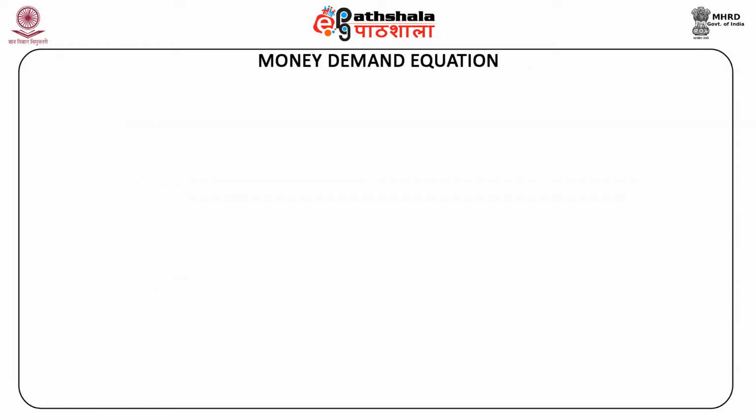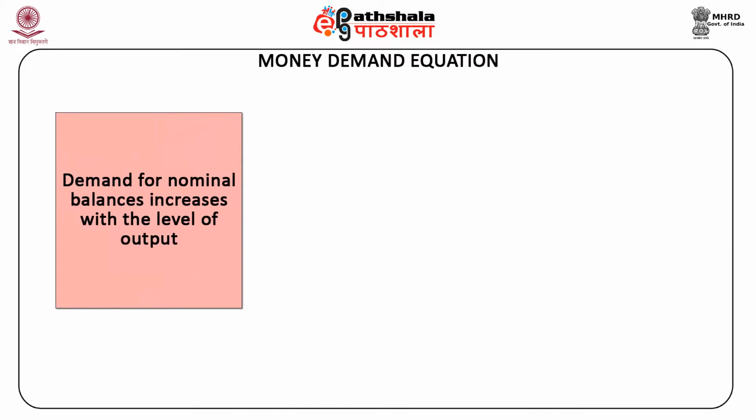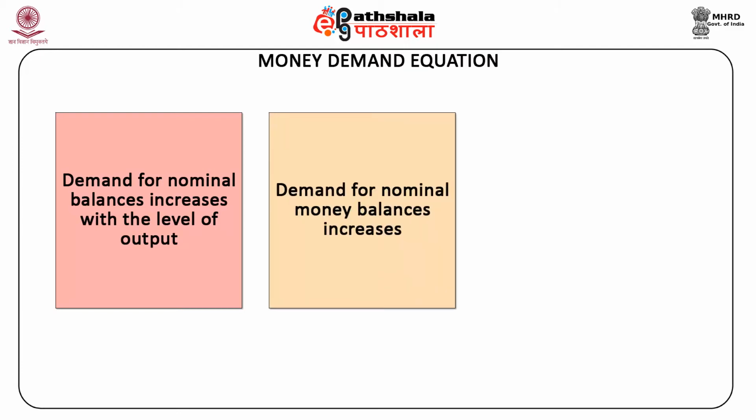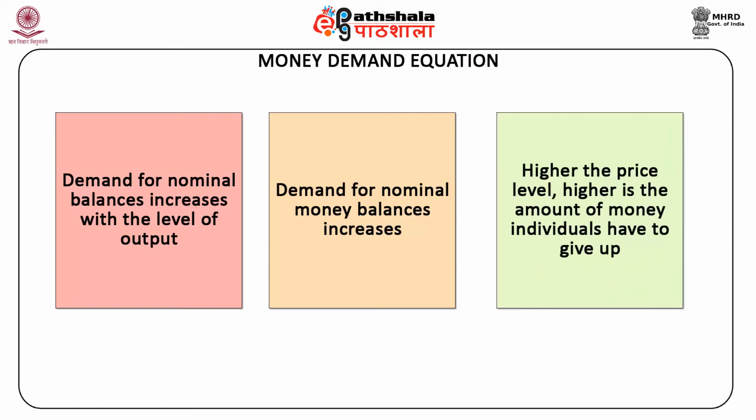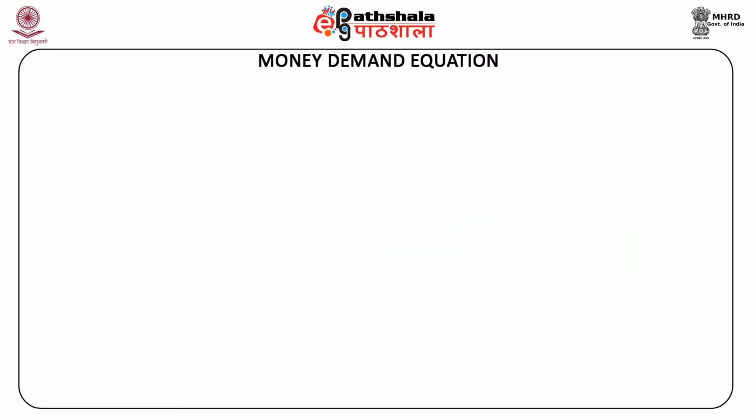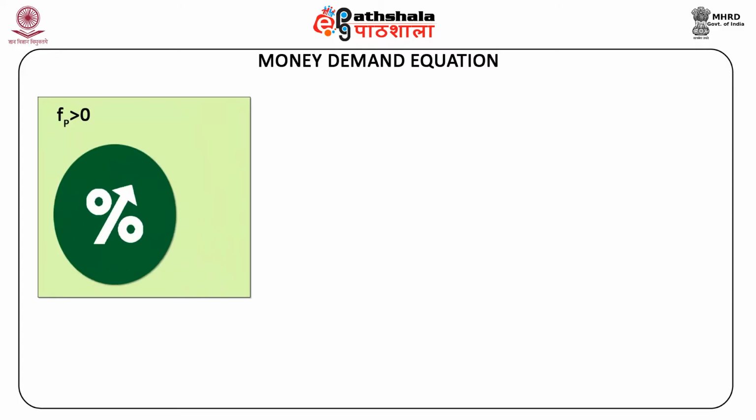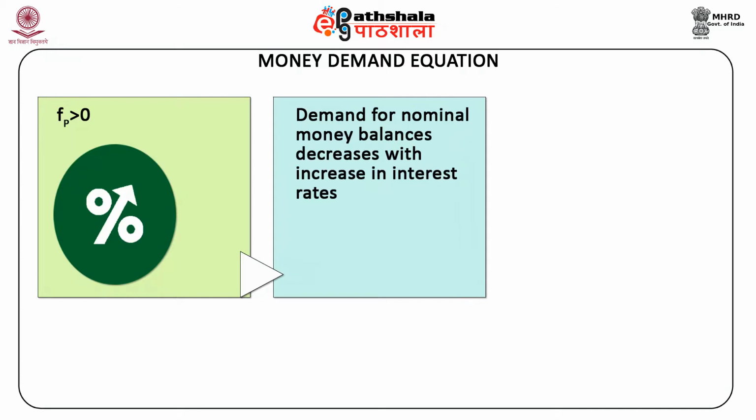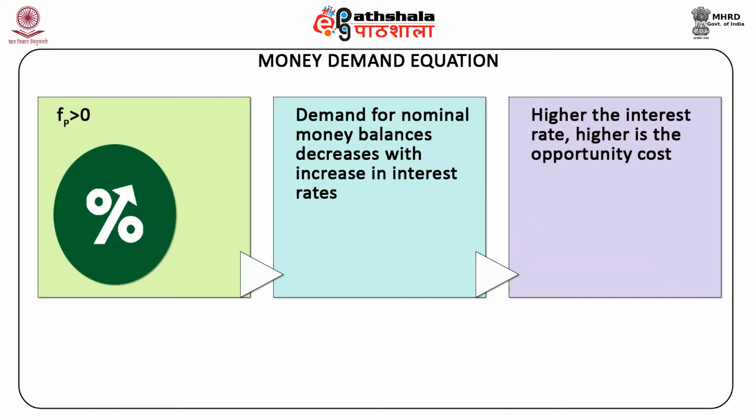Let us begin with the money demand equation. Demand for nominal balances increases with the level of output or income in the economy. Demand for nominal money balances increases with the price level in the economy. The higher the price level, the higher is the amount of money individuals have to give up for buying goods and services, and hence the higher the demand for nominal money balances. Thus, we have fP > 0. Demand for nominal money balances decreases with the increase in the interest rates. The higher the interest rate, the higher is the opportunity cost of holding nominal money.